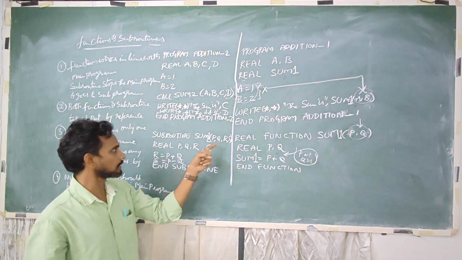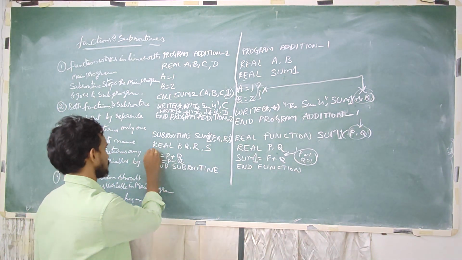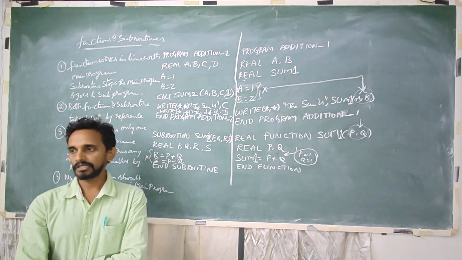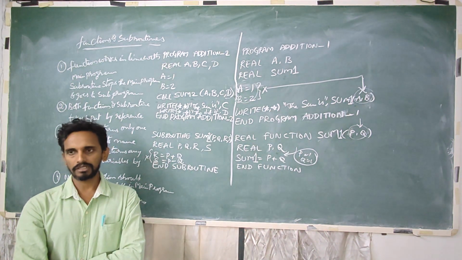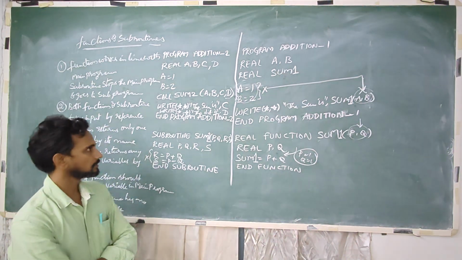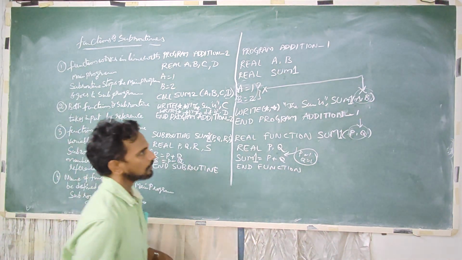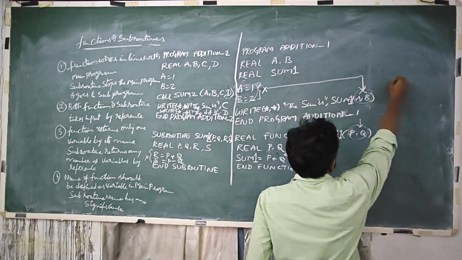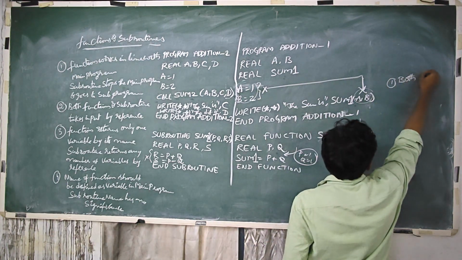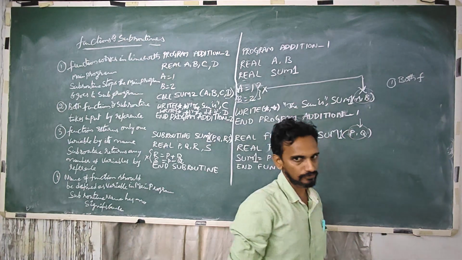So in the subprogram, if you did not define any variables, then it will give some random number or it will give an error. So that part we'll see. Both function and subroutine can be run without any input variables.